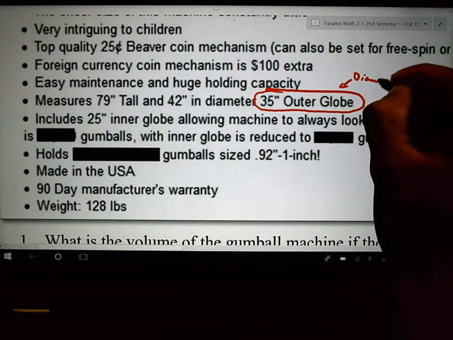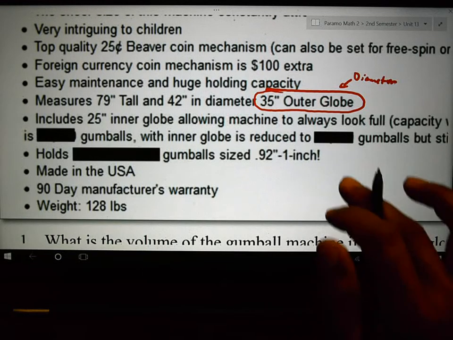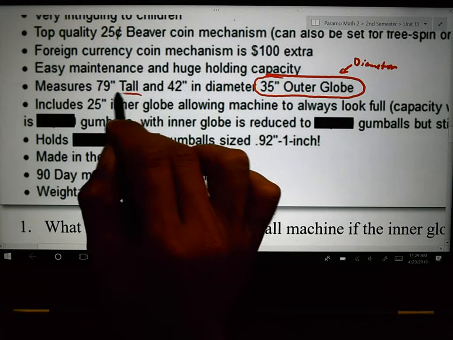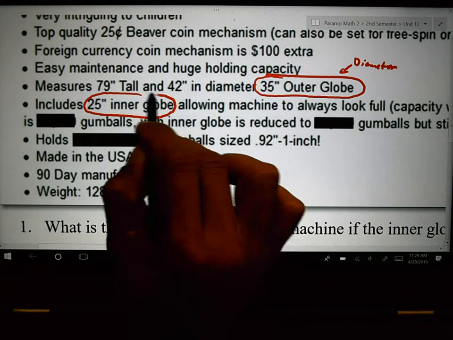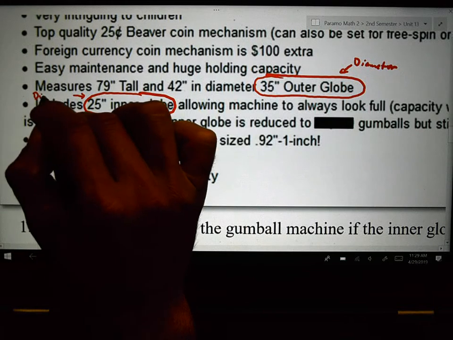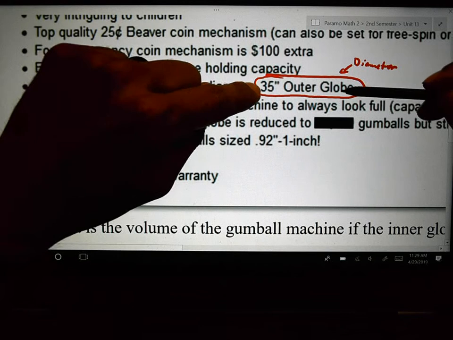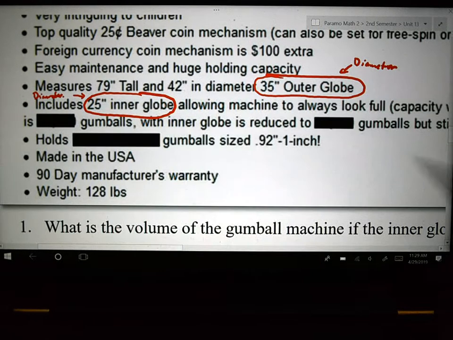This is the diameter of the outside globe. There's an inner globe as well. It's 25 inches, and this is a diameter. This is your outer globe. This is your inner globe diameter. Those two things are what you are going to use to figure out what the volume is of the available space.